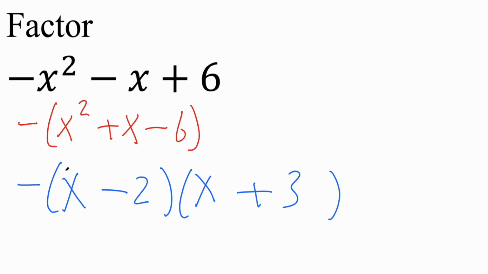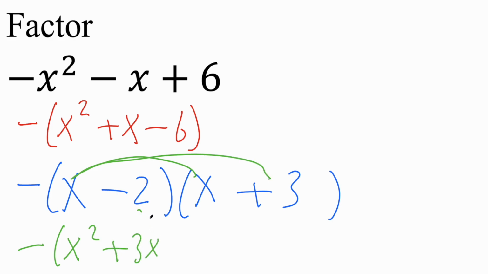Now if you wanted to check, you can always expand. So you can take your x and multiply by x, but again this negative, you keep it, parentheses, x times x is x squared. Then we'll do this piece, x times 3 is a positive 3x. Then do negative 2 times x, you get a negative 2x. And then a negative 2 times a 3, you'll get a negative 6.